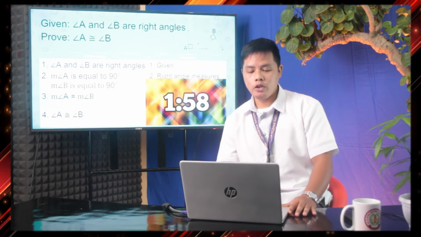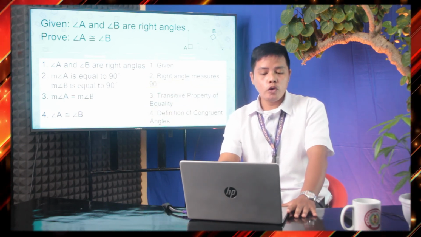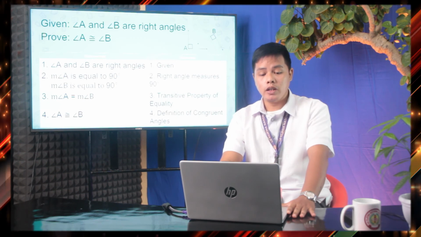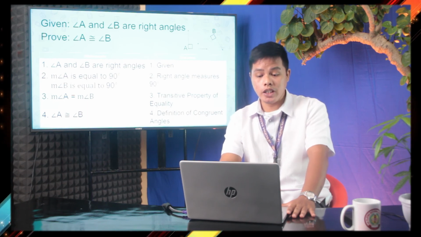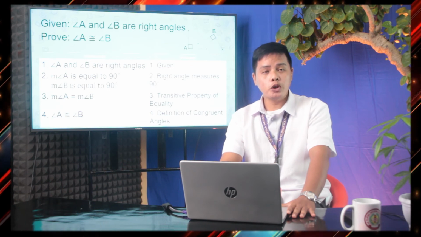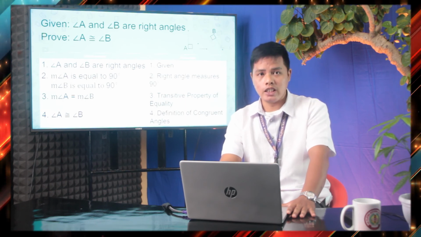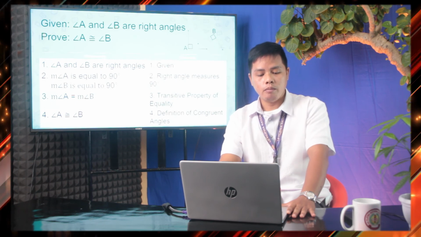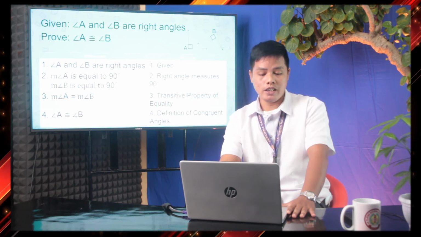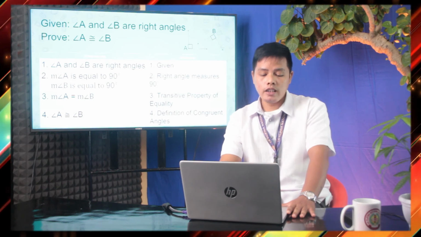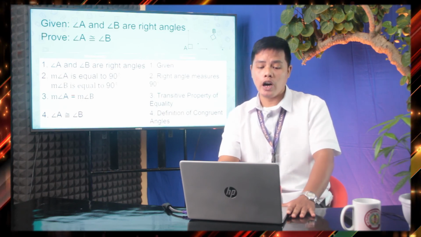Now for this problem, we can use a two-column proof to prove this statement. The statements are as follows. Number 1, angle A and angle B are right angles. The reason is that's given. Number 2, measure of angle A is equal to 90 degrees. The reason is a right angle measures 90 degrees. Number 3, measure of angle A is equal to measure of angle B, which is the transitive property of equality. And for number 4, angle A is congruent to angle B because of the definition of congruent angles. Then that proves our given problem.